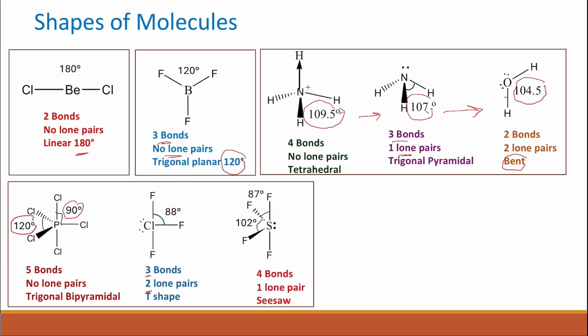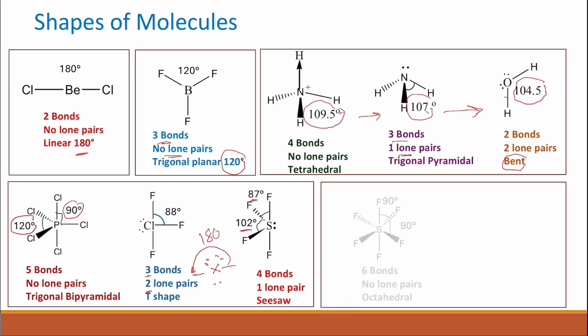And then you could have four bonds and one lone pair. This is called seesaw, and we have two different bond angles here, 87 and 102. The fourth case for five pairs is that you have two bonded pairs and three lone pairs. This is very common in the exam. So this is the central atom, there are two bonded pairs and we have three lone pairs. Then the shape is going to be again linear with a bond angle of 180.